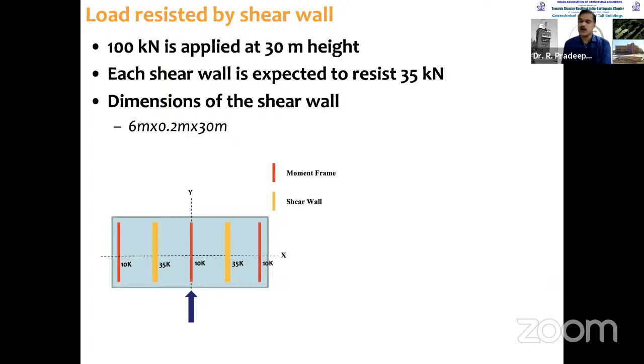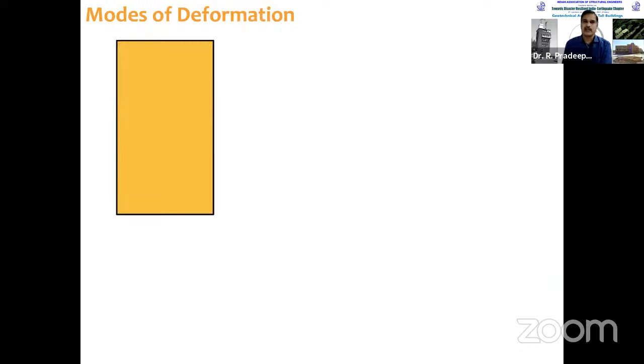Now, if we don't account for soil structure interaction, what is going to happen? Let me demonstrate it. Say, modes of deformation. There are two modes of deformation. One is the shear mode of deformation, and the second one is the flexure mode or bending mode of deformation. And there is a third mode of deformation when the structure is not founded on hard soil. That is the rocking mode of deformation.